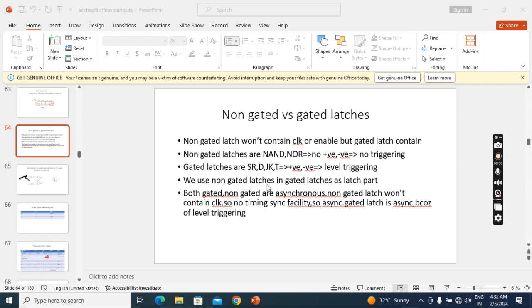And when we construct gated latches, we use non-gated latches as the latch part. So both gated and non-gated latches are asynchronous. Because in non-gated latches there is no clock, so there is no timing synchronization, that's why they are asynchronous. But in gated latches there is a clock, but it works with the levels, that's why asynchronous. Even though there is a clock, asynchronous, because of working with the levels, there is a change in the output at any instant of the level. That's why asynchronous.